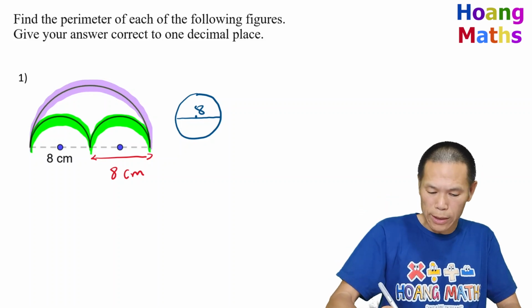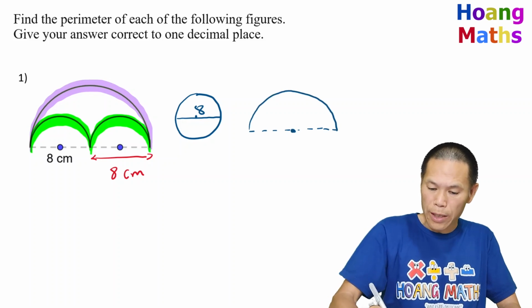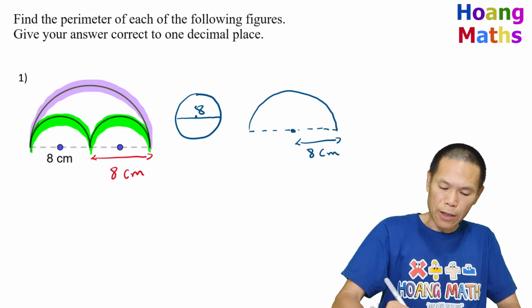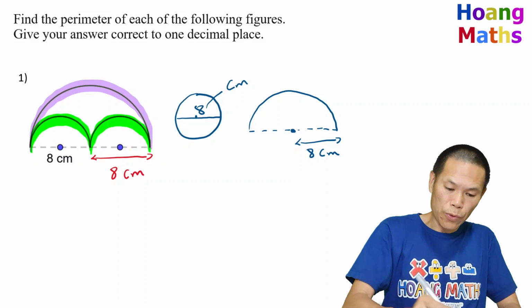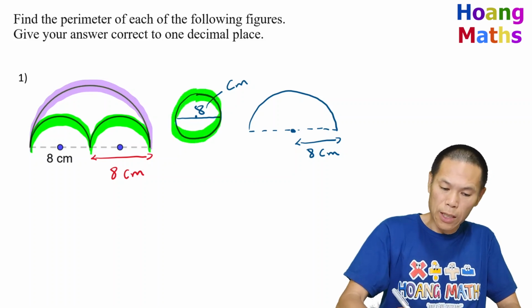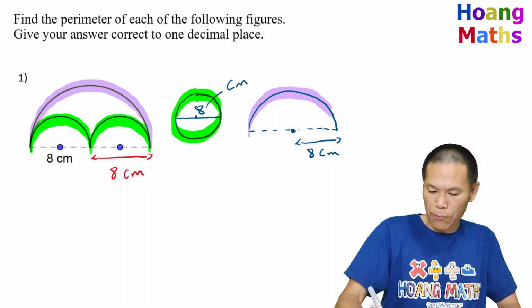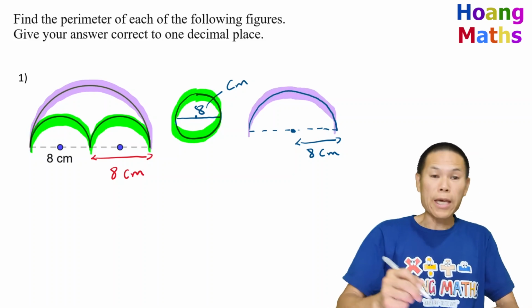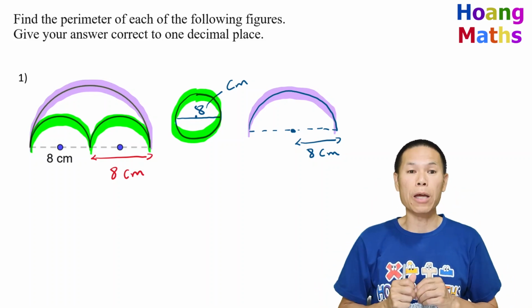So let me just draw this out. We have this larger semicircle here, okay? From here to here is 8 centimeters. Of course, this is 8 centimeters as well. So what we need to do is work out the circumference of this circle, and find half of the circumference of this circle here, and then we just add them up and that will give us the perimeter. Okay, keep that in mind.